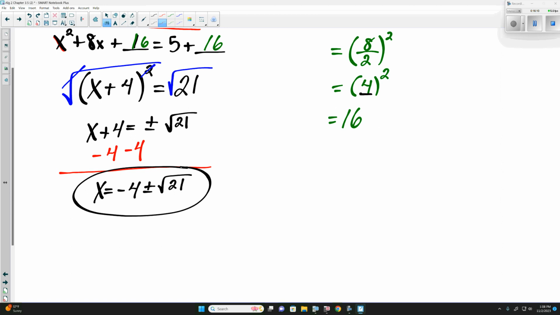4 plus the square root of 21 squared plus 8 times negative 4 plus the square root of 21 minus 5. Hit enter and it will give us 0. It'll give us the 2 spots. Questions on this here? Question on any of this so far?